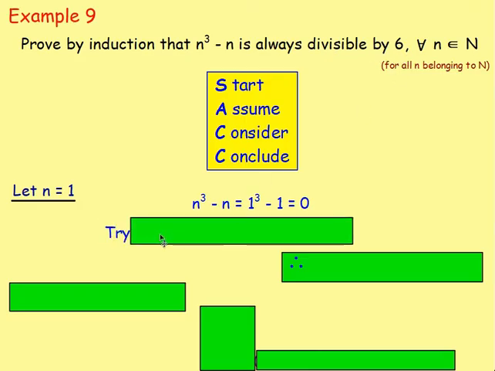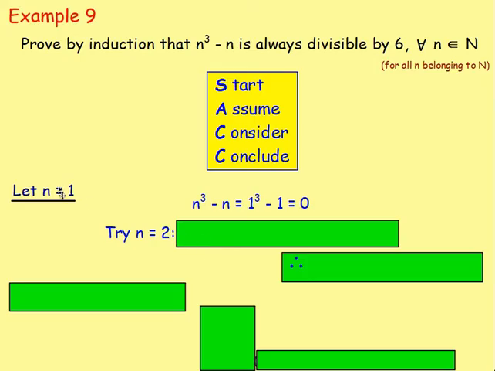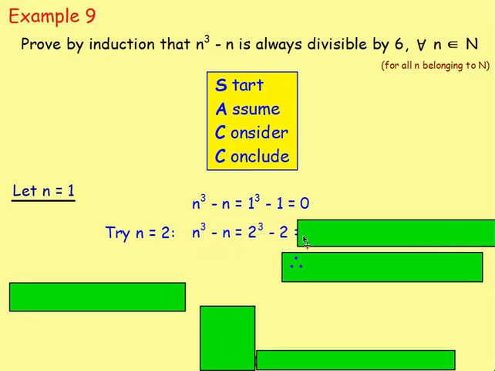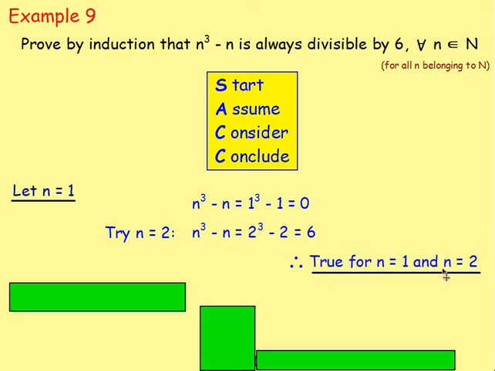But you may wish to try another number as well. So after n equals 1, you may wish to go on to try 2, just to check if it's working for that as well. So if n was equal to 2, well, instead of n cubed take away n, you would have 2 cubed take away 2. And if you work that out, that will give you 8 take away 2, which gives you 6. And you can see then, well, we were asked to prove that it's divisible by 6. Well, yeah, we get 6 when n equals 2. 6 is divisible by 6. So you can say then it's true for the starting values of n equals 1 and n equals 2. So we've dealt with the starting values.